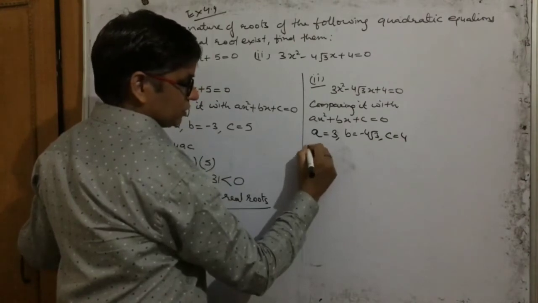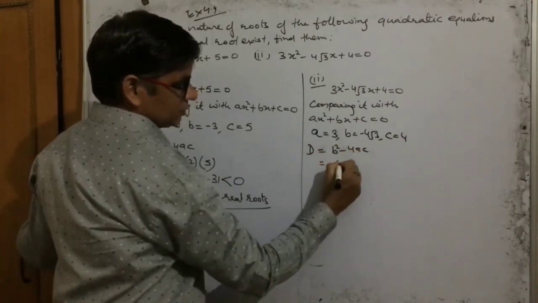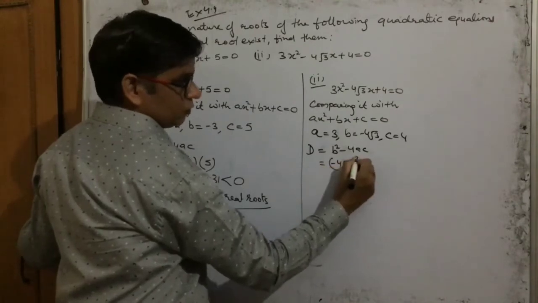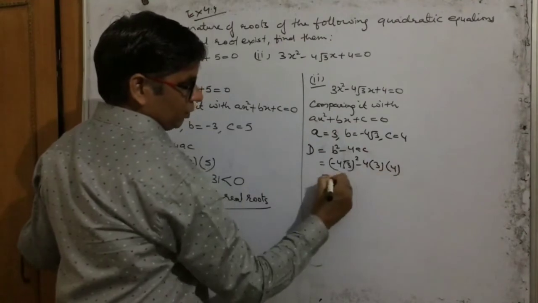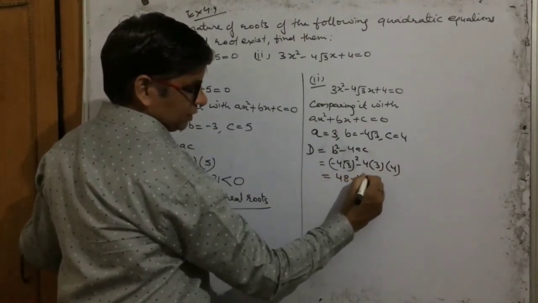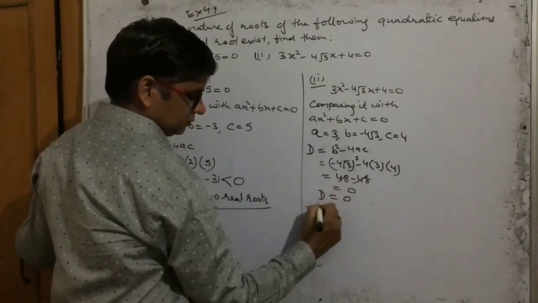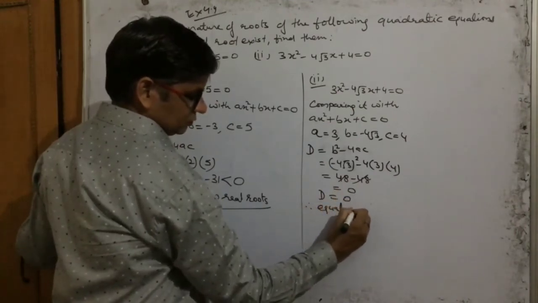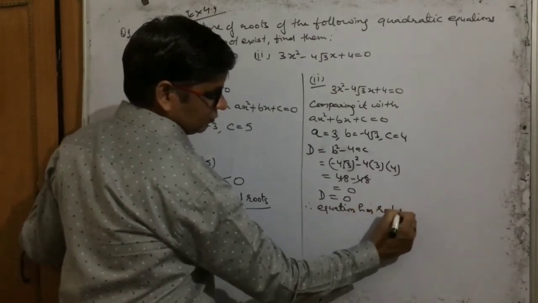So the discriminant D is b square minus 4ac, where b is minus 4 root 3 square, a is 3 and c is 4. 48 minus 48 is 0. D equals 0, so the equation has real and equal roots.